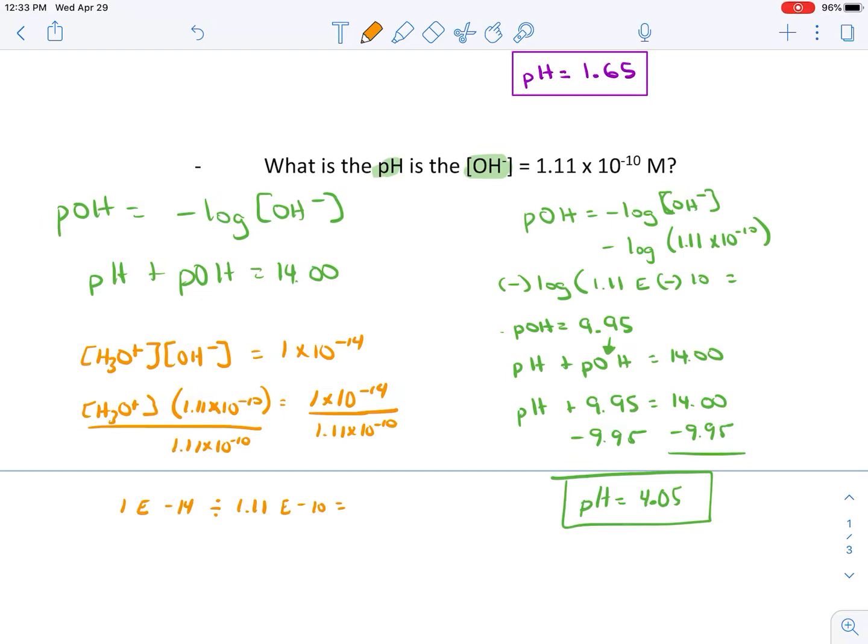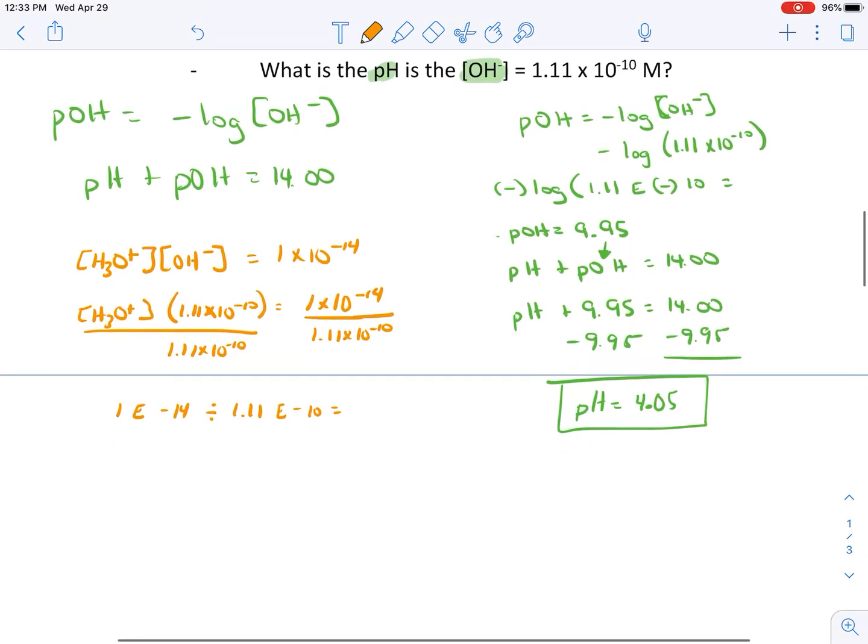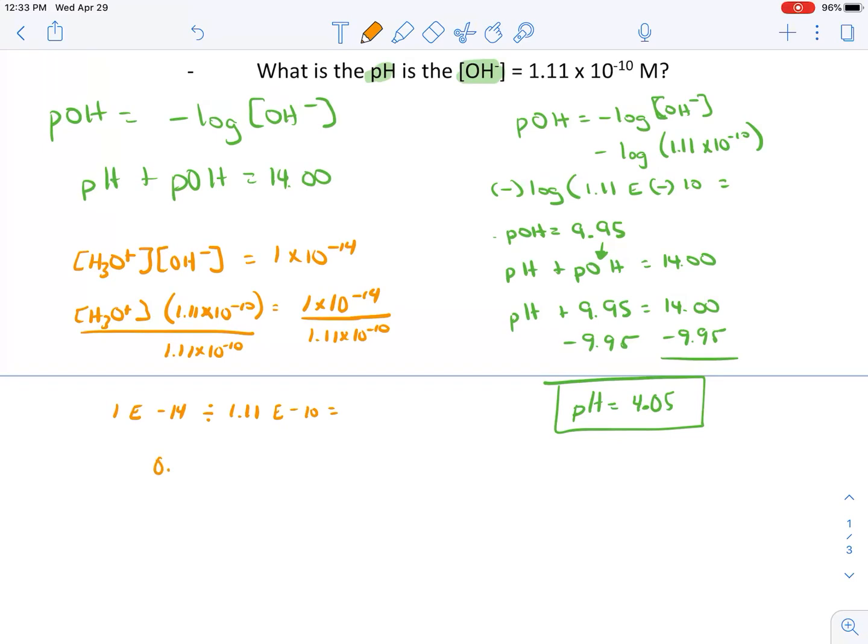Depending on your calculator, it might give you a couple of different things. My calculator gave it to me out of scientific notation, so it looks like we have 4 zeros and then 9009. It might have also given it to you in scientific notation, 9.009 times 10 to the negative 5th. Either way, still works out. And that's our hydronium ion concentration.